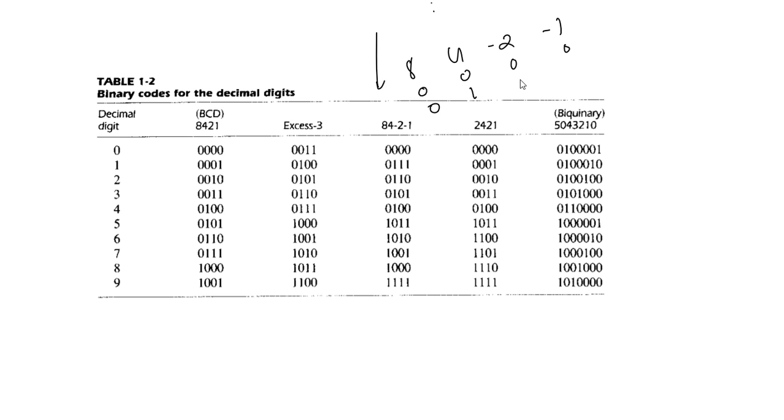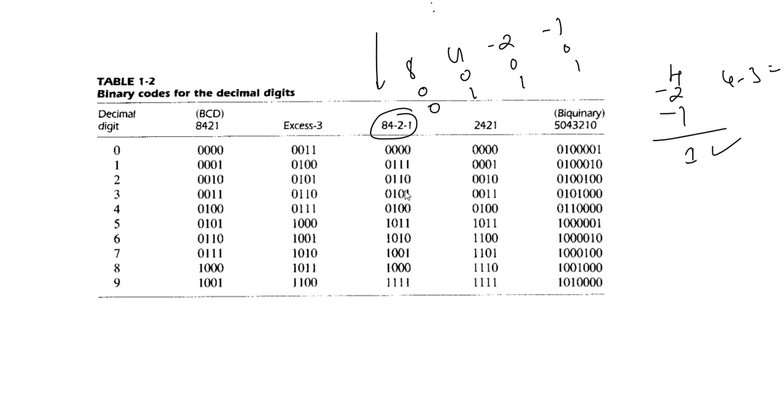What does it mean? This one represents 4, this one represents minus 2, this one represents minus 1. If you do this you will get 1, right? 4 minus 3, that is 1, right? That is what it did here. This is also one type of code, 8 4 minus 2 minus 1.